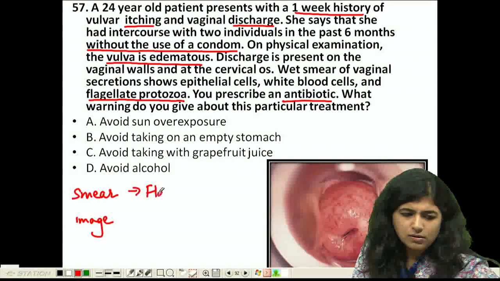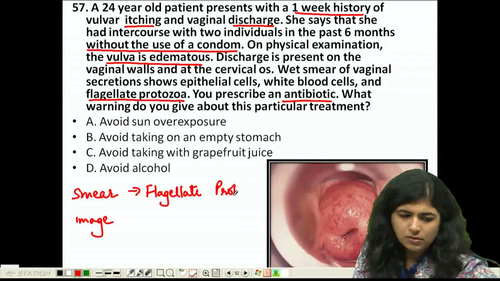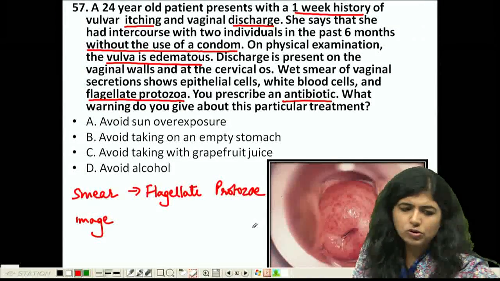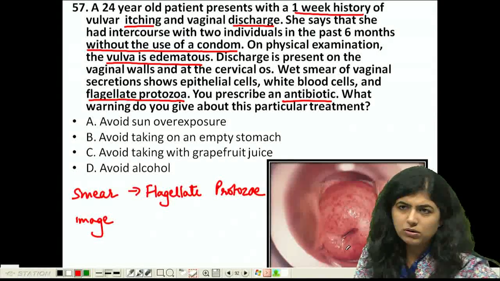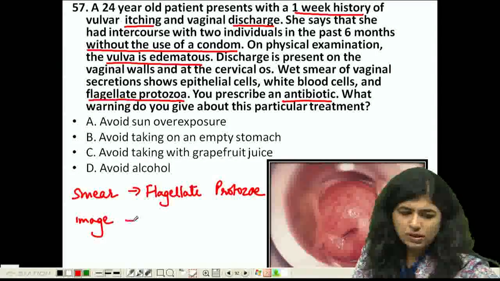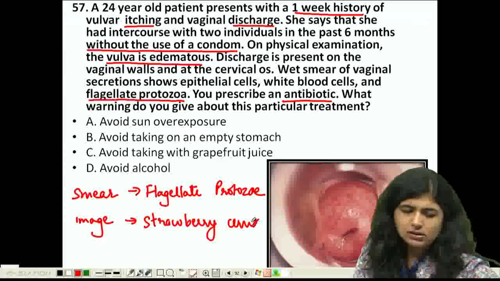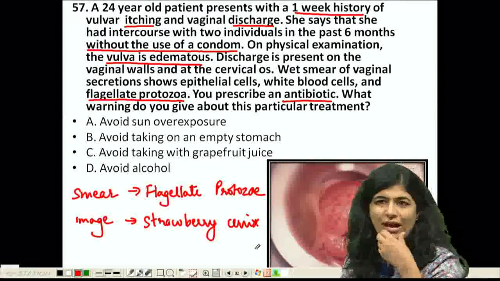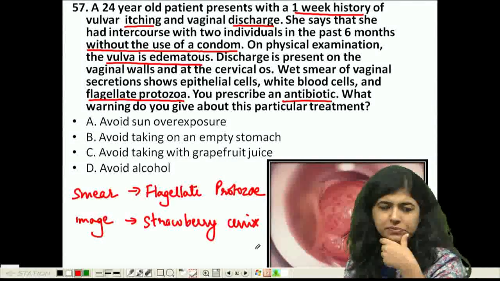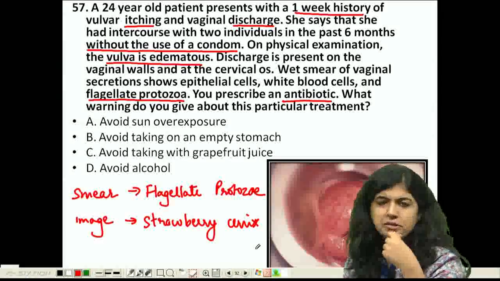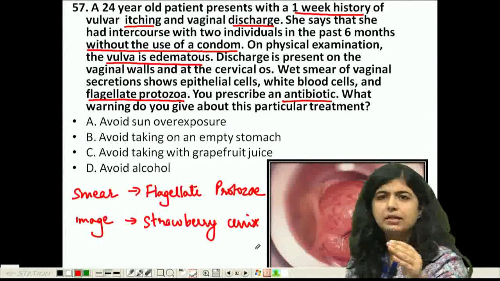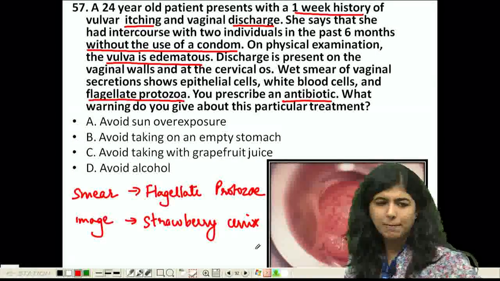Smear shows flagellate protozoa. Image shows red dots on the cervix. What does this look like? This looks like strawberry cervix, right? So a flagellate protozoa with strawberry cervix. Tell me the diagnosis.